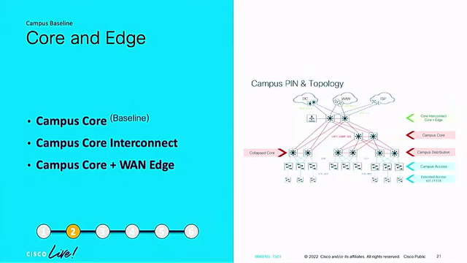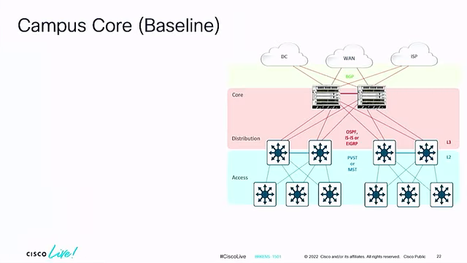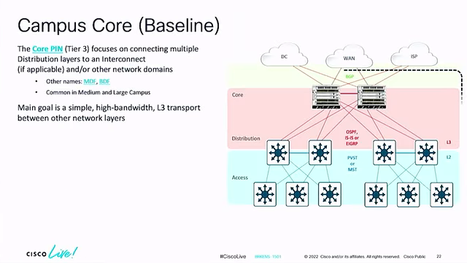So the first thing we're going to look at is the core or the edge. It might be an SP-WAN edge or something like that. If you look at the campus core, generally speaking, the main goal here is high bandwidth, moving packets around. I'm not going to do a lot of protocols, ACLs, QoS, things like that.